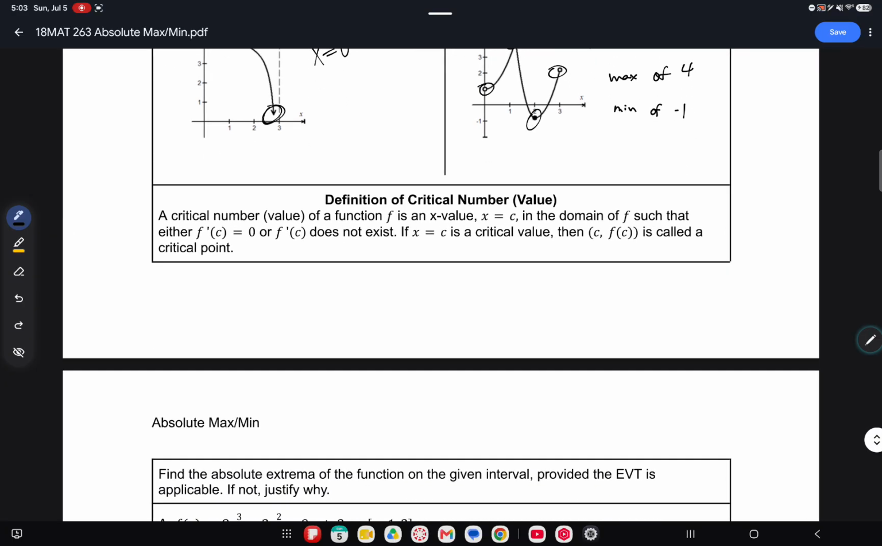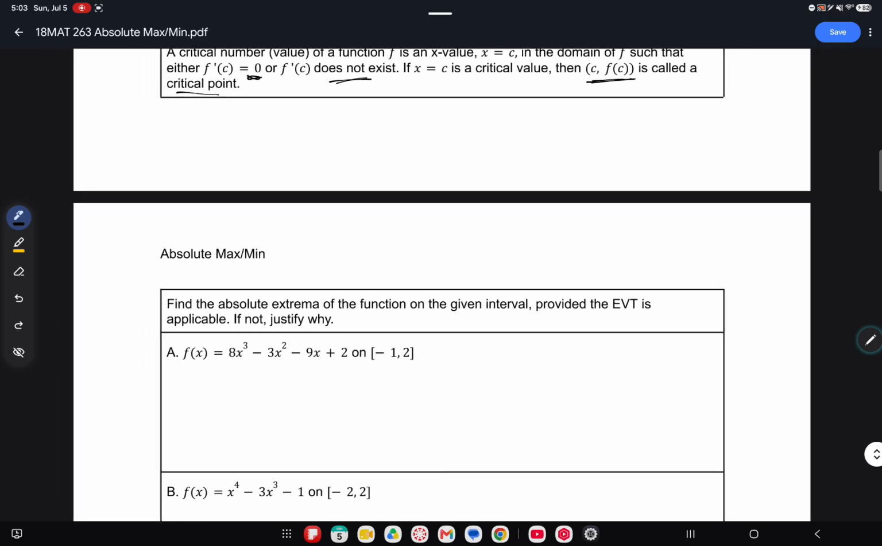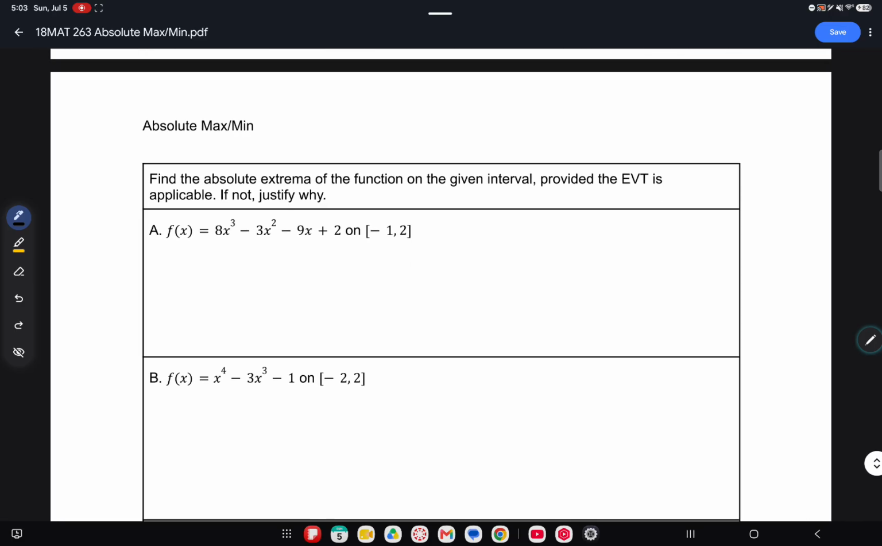Okay, we have these things called critical numbers or critical values, right? So a critical number or value of a function is an x value that is in the domain of the function such that the derivative is either 0 or it doesn't exist. So if x equals c is a critical value, then we have a point, right? We could evaluate the function at that point and get an actual ordered pair. That's called a critical point, okay? We might need that here soon.